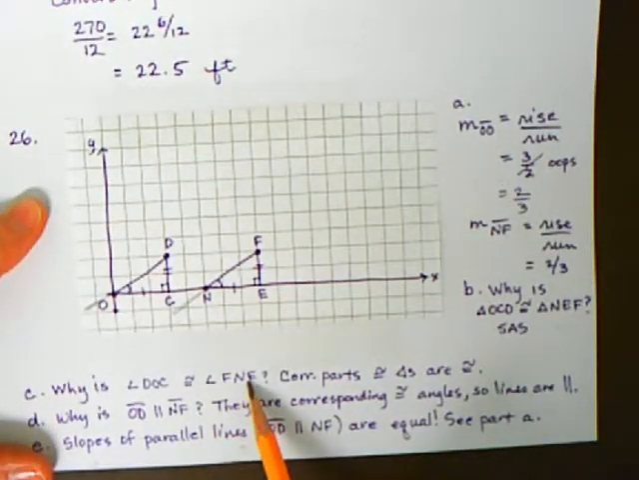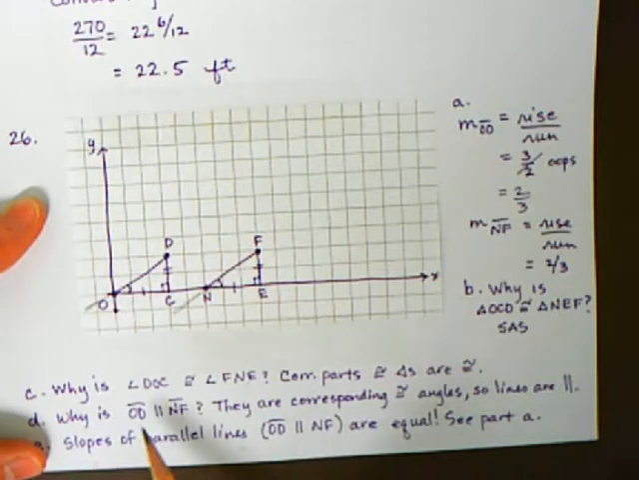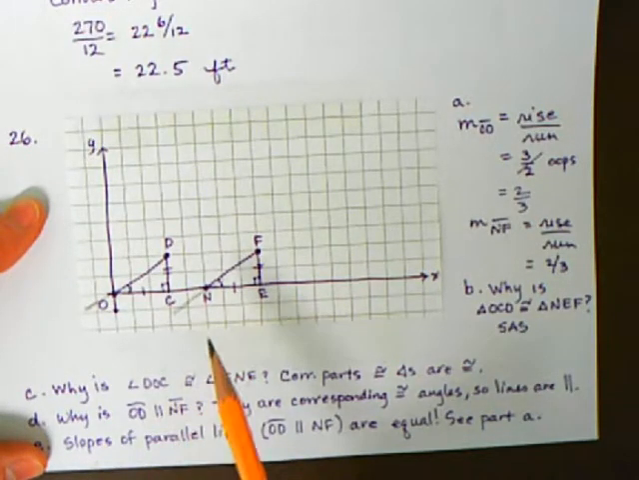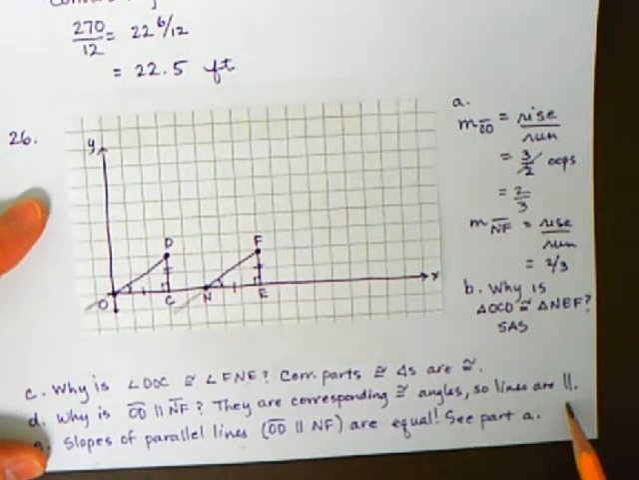FNE, because, sorry, I'm on part D. OD and NF are parallel because we just showed that angles DOC and FNE are corresponding angles that happen to be congruent. Okay? Corresponding angles, so the lines are parallel.